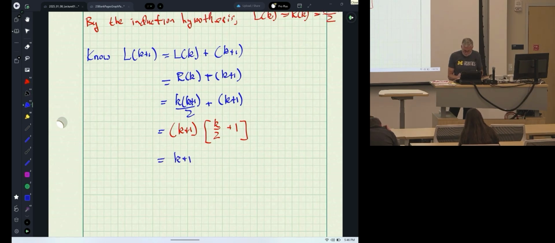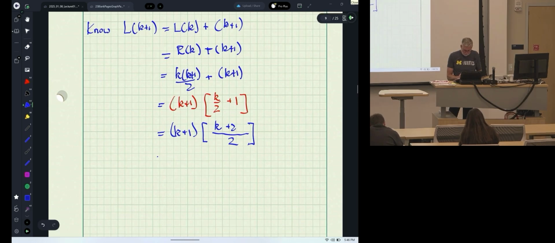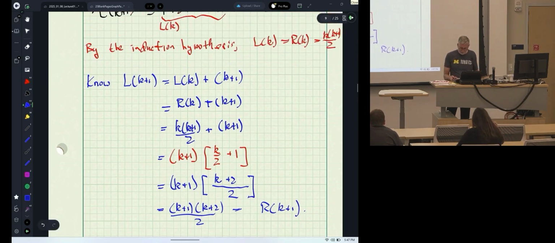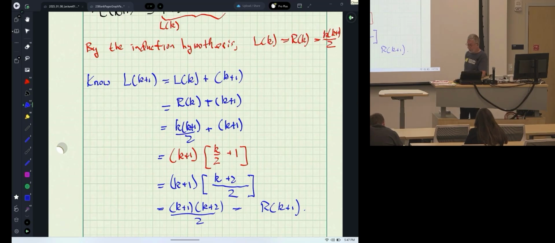Right? And so now I'm just doing more algebra. Put this over a common denominator. Remember our high school stuff. And that's it. We're done. Because that's k plus 1 times k plus 2 over 2. And that was r of k plus 1. Okay, let you catch up on the algebra.